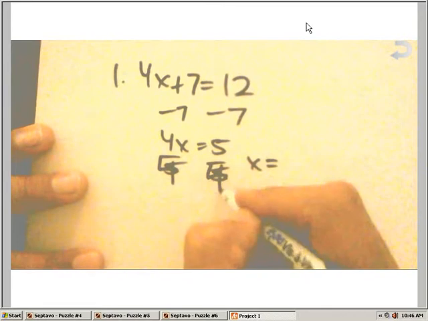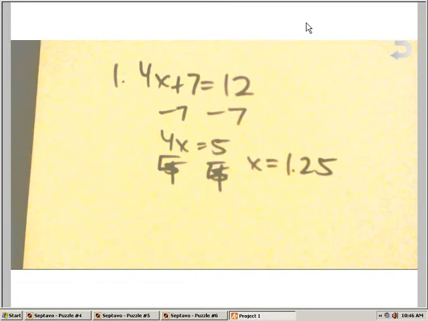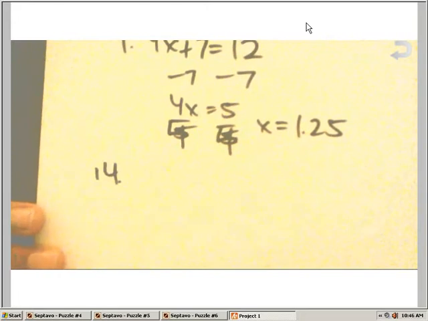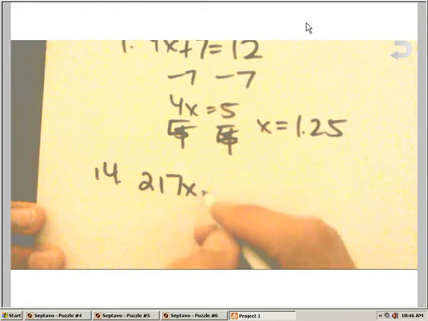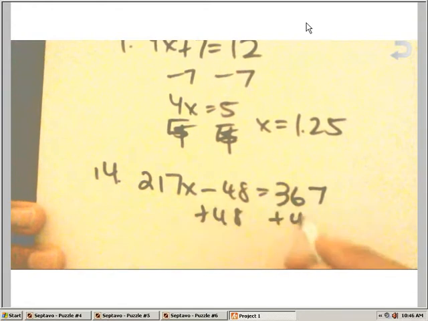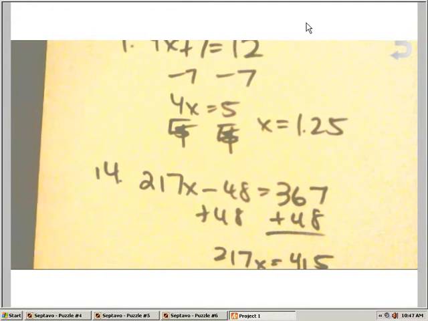The other one for A was 14, which is 217x minus 48 equals 367. Again, trying to teach you not to worry so much about large numbers. Your calculator can handle any numbers, well, not all numbers. I mean, it only goes so high. But it can handle everything. 415 divided by 217. And I get 1.9124. So the 2 is less than 5. Therefore, the 1 is going to stay the same. So 1.91 would be the answer.